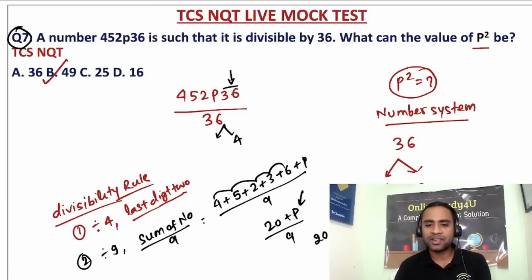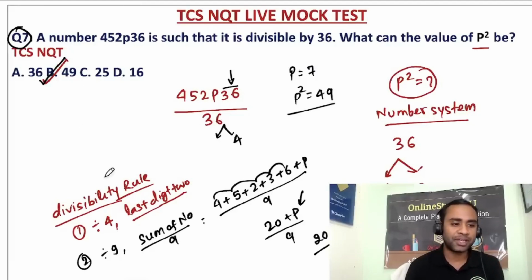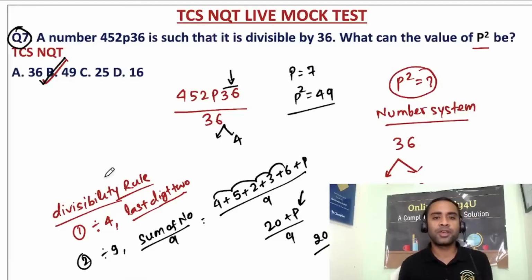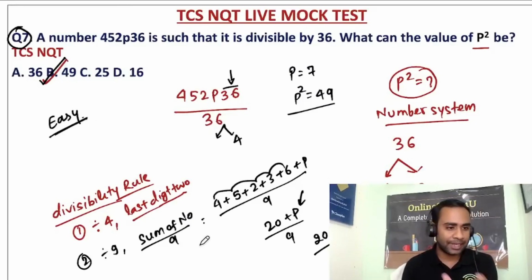Sir, it is very clear, 7. If you put P as 7, then it will be completely divisible by 9. So the P value is 7, and then P square will be 49, and option B will become the correct answer. That's all. So this is a very easy problem for you to solve in the examination.